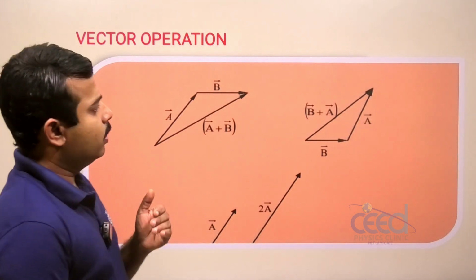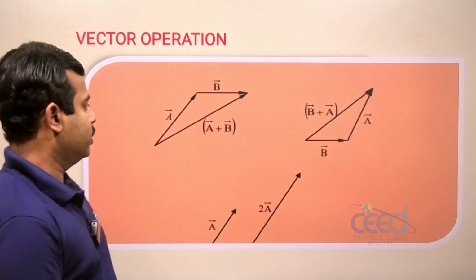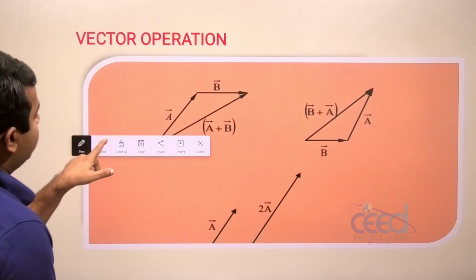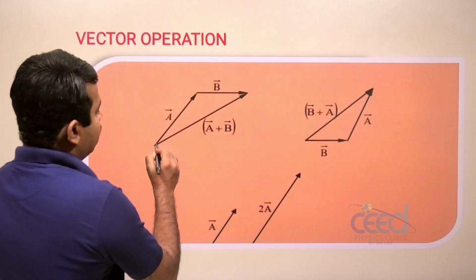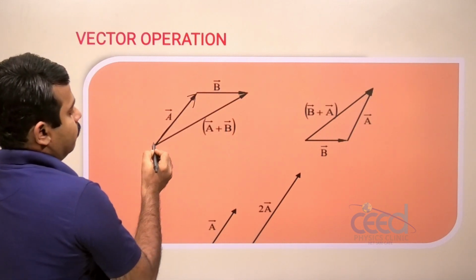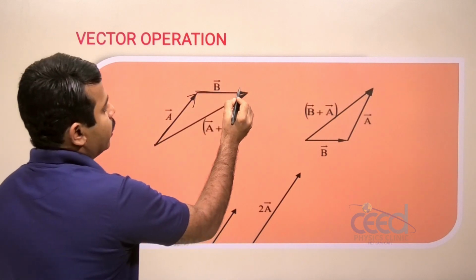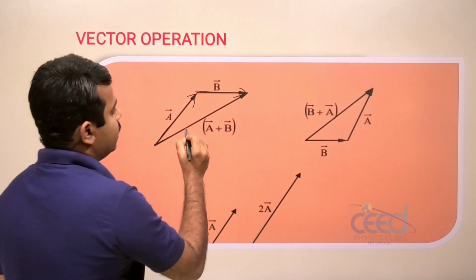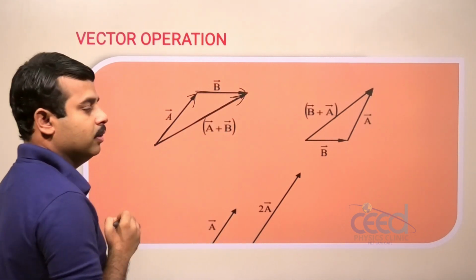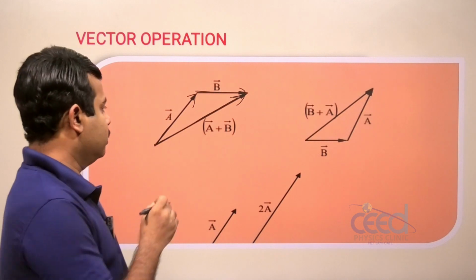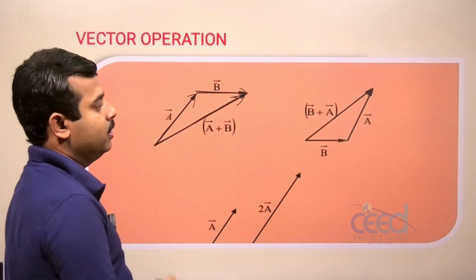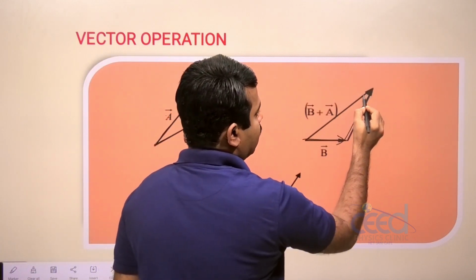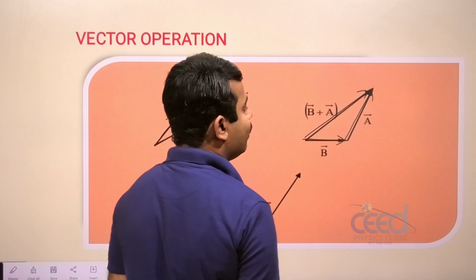Now here I have given some vector operations as we discussed earlier. Look here. One vector A is given, from tail to head. Then the third side of the triangle, in the reverse direction, represents the resultant of these two vectors. That means this A, this B, this represents A plus B. Similarly, if this represents B and this represents A, this represents B plus A.